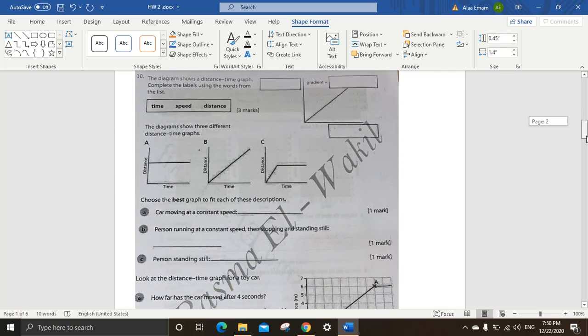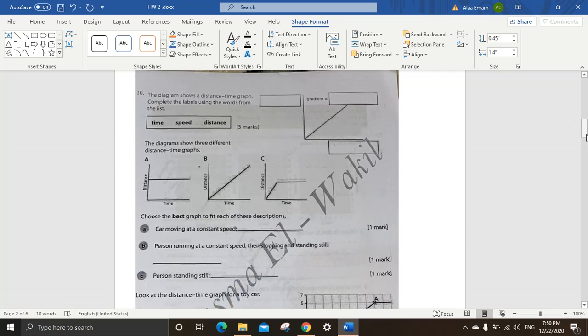Okay, now moving to the next page, the diagram shows a distance time graph. Complete the labels using the words from the list: time, speed, and distance. It's simple. Okay, now as you know, on the y-axis we always label the distance, while on the x-axis it is the time, right? And the gradient or the slope is the distance divided by the time, y-axis divided by the x-axis, which is the speed.